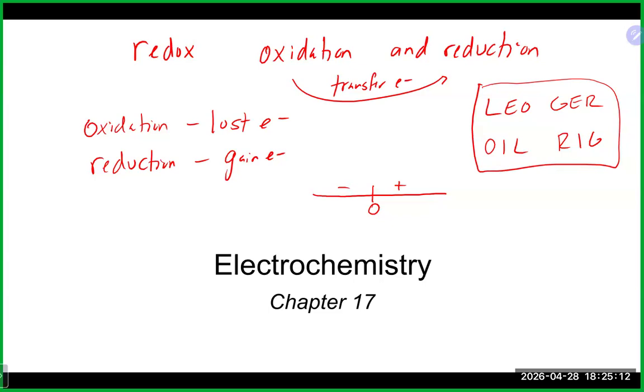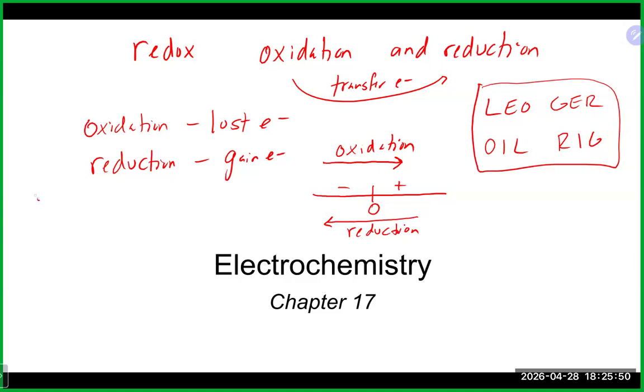And when somebody loses electrons, they now have more protons than electrons, so they become more positive. So if you look at somebody's oxidation state from reactants to products, and they're moving along the number line towards the positive direction, that thing is going through oxidation. If you gain electrons, you now have more electrons than protons, which means you're becoming more negative. So if the oxidation number is becoming more negative or moving towards the negative side on the number line, it is going through reduction.